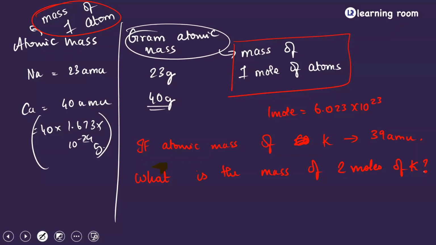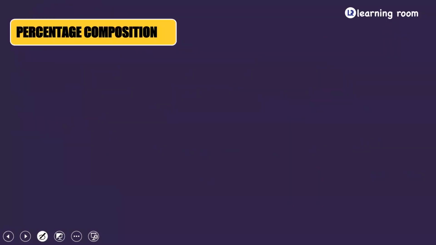The weight of just one potassium atom is 39 AMU. Okay? Then we should know the mass of 1 mole of potassium atoms. Mass of 1 mole of potassium atoms is 39 grams. How? 1 potassium atom's weight is 39 AMU, so what will be the weight of 1 mole of potassium? 39 grams. Is that clear? Fine. Okay. So if 1 mole is 39 grams, we can very easily find out what it is for 2 moles. If 1 mole is 39 grams, 2 moles will be 39 into 2, which is 78 grams. Clear? Fine.